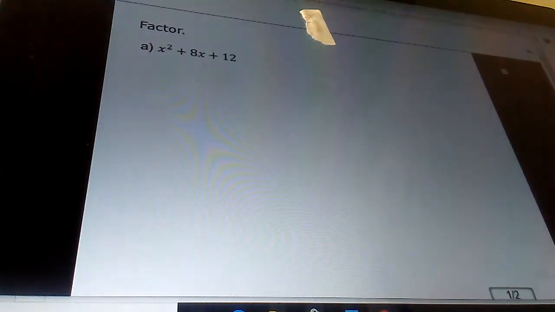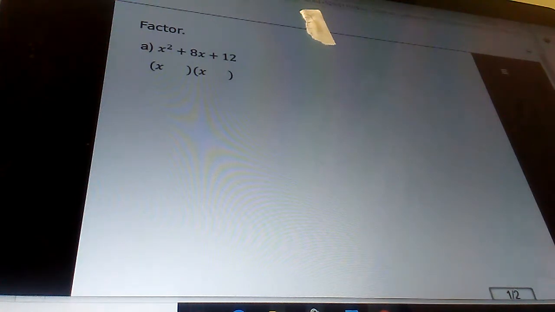In this problem, we are asked to factor trinomials. The factored form of a trinomial is a product of two binomials. Notice that the coefficient of the x squared term is 1. This means that the first term in each binomial factor is x, because x times x is x squared. To find the other terms of the binomial factors, look at the constant term 12 and the coefficient of the middle term 8. We need to find two numbers whose product is 12 and whose sum is 8.